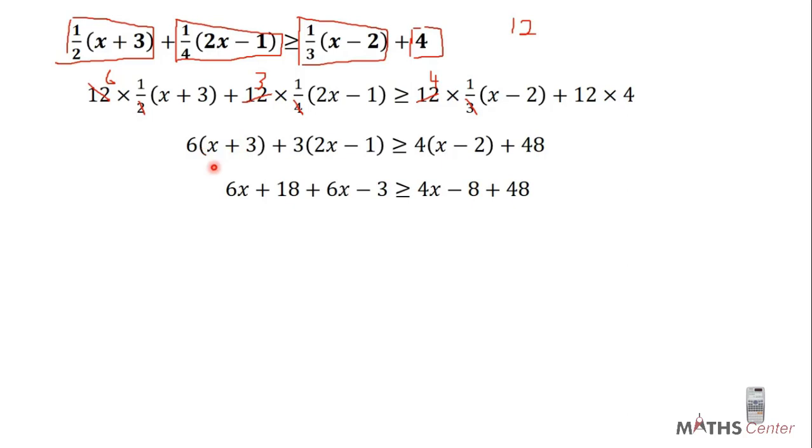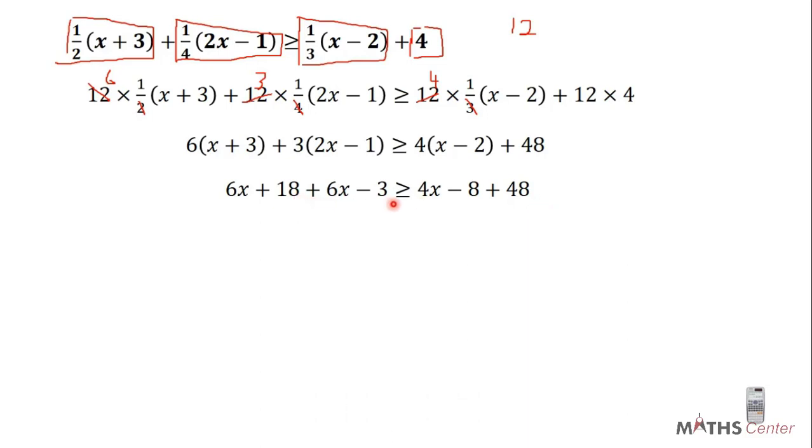So you're going to have 6 times x, which is 6x. 6 times 3 is 18. 3 times 2x is 6x. 3 times minus 1 is minus 3. Greater than or equal to 4 times x is 4x. 4 times minus 2 is minus 8. So plus 48. You group like terms and you simplify.